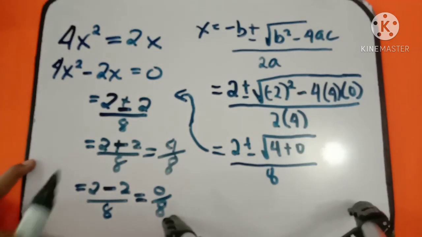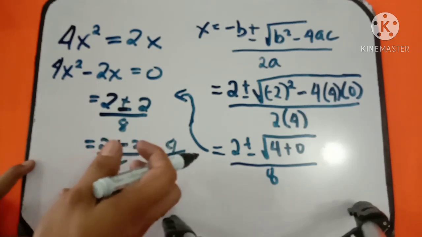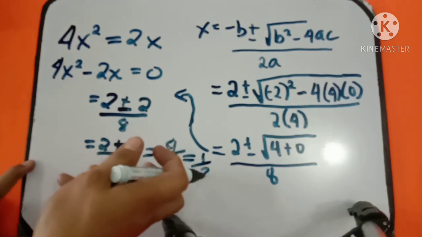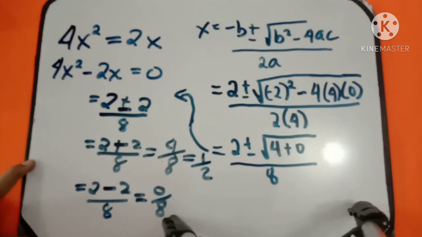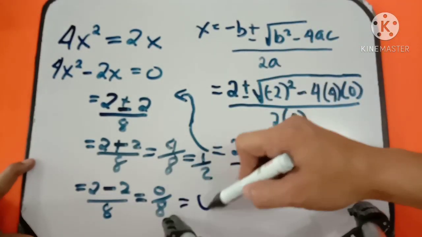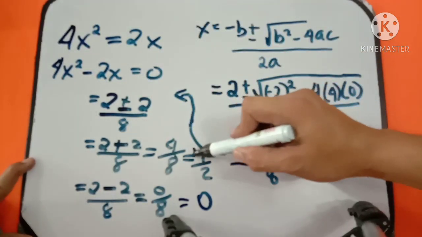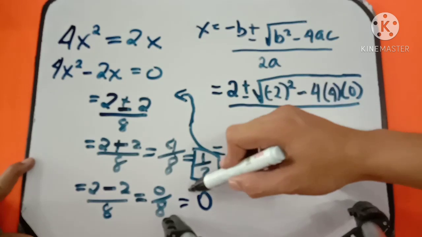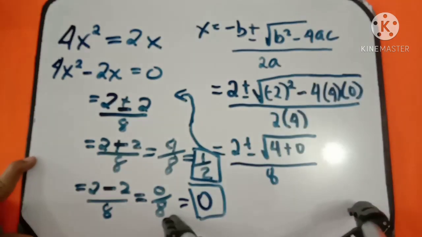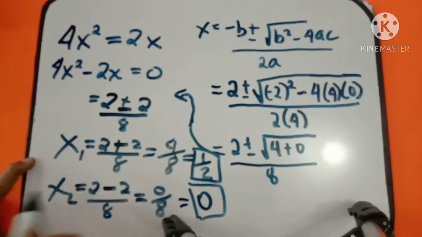Then 4 divided by 8, simply we reduce this to lowest terms. So 4 over 8 is simply 1/2. Am I right? Then 0 divided by 8 is simply 0. So therefore, the value of x is positive 1/2 and 0. So this is our value of x. This is x sub 1, this is x sub 2. So I hope this is clear. Another example.